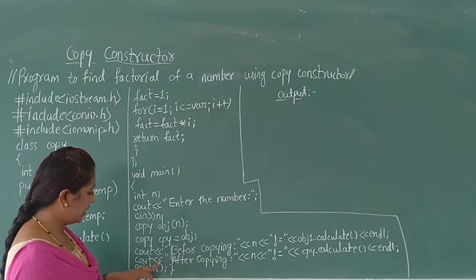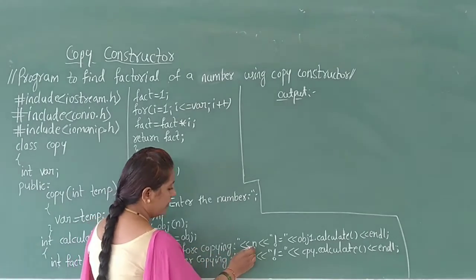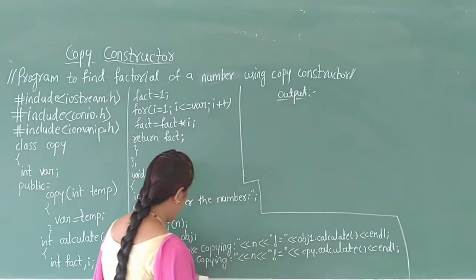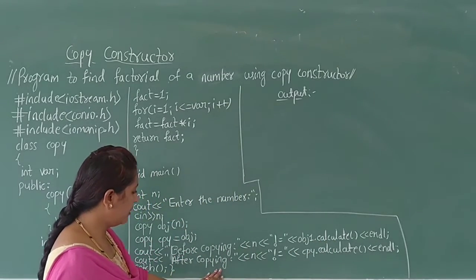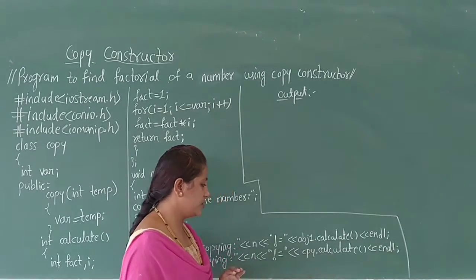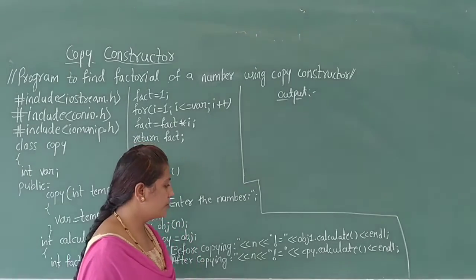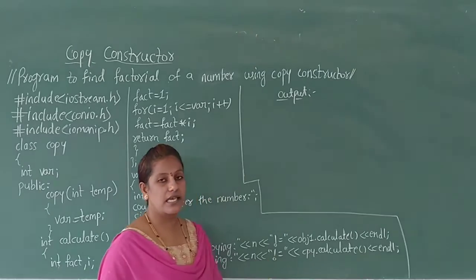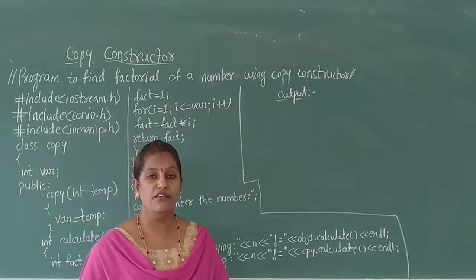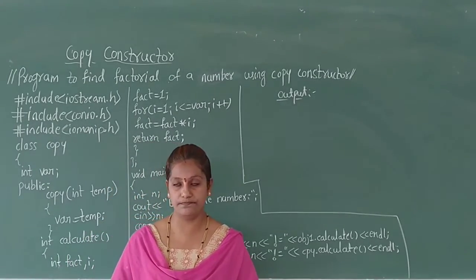Next, 2 statements are executed. One is before copying, n factorial is equal to obj1 dot calculate, and next, after copying, n factorial is equal to cpy dot calculate, and here the calculate member function is called 2 times using the first object and the second object. Then it gets a character and ends the main function. We will trace out the program to see how the instructions are executed.